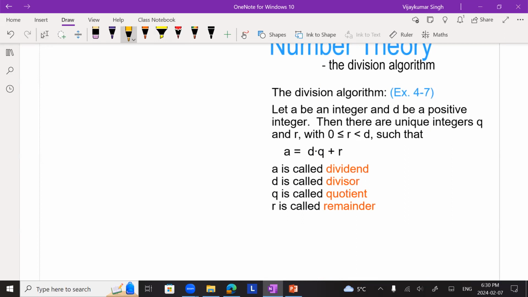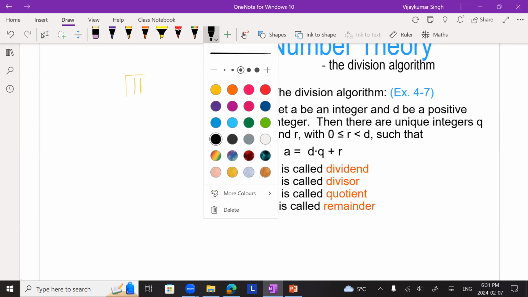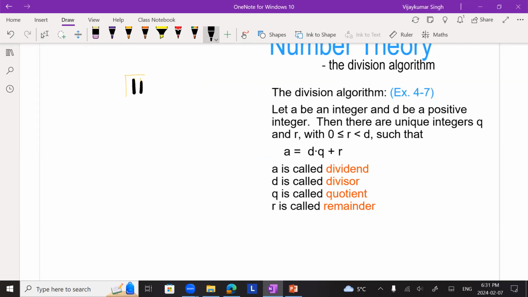Suppose you have a number, say 11, and you're dividing 11 by 3. Let me do this arithmetic here. So we have 11 divided by 3. When we do this division, how does it go? 3 ones are no, 3 threes are 9. The remainder is 2. And then we ask ourselves, do we stop here? And the answer is yes, we stop here.